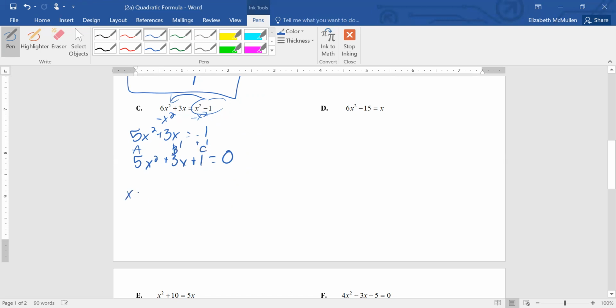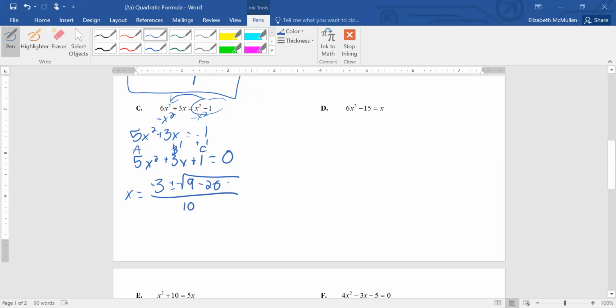All right, x is equal to negative b plus or minus the square root of b squared, so 9, minus 4ac. So negative 4 times 5 is negative 20 times c, which is 1. So this is just negative 20 over 2a. So 2 times 5 is 10.